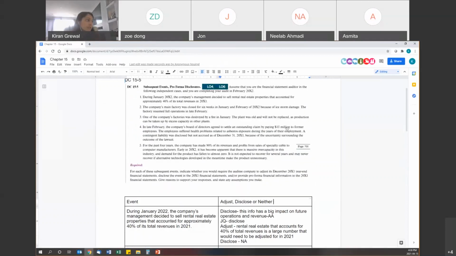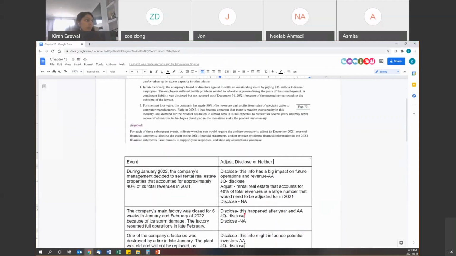Okay. So the first one, during January 2022, the company decided to sell rental real estate properties that accounted for approximately 40% of their total revenues. So three people saying disclose, one person saying adjust. Okay. So I think I agree with the majority here.